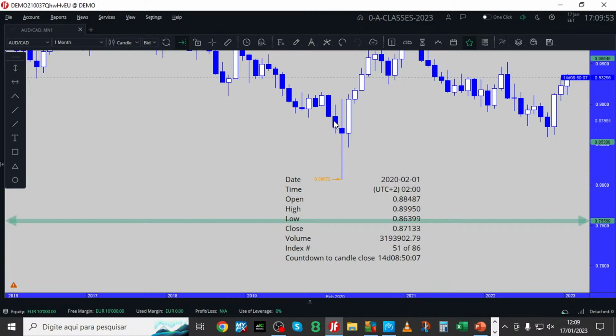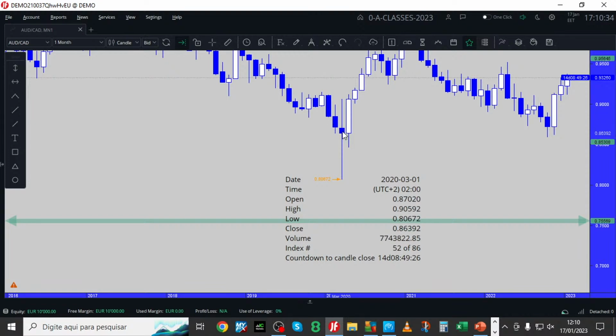What's the low? 0.86399. So the first left candle has a higher low value compared to the center one, right? And the second candle on the left, compared to the center candle, still has a higher low value. It's 0.8842. Can you see it, everybody? Low 0.88. So the two candles on the left have a higher low value.